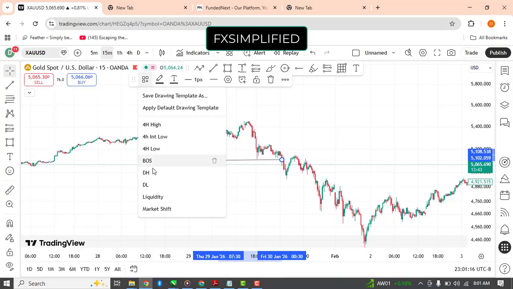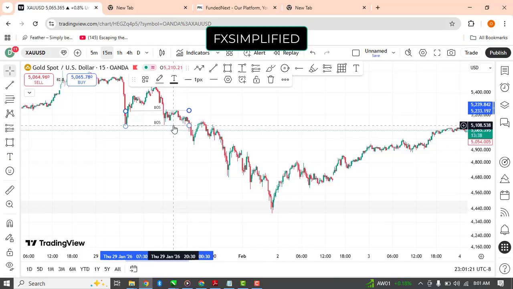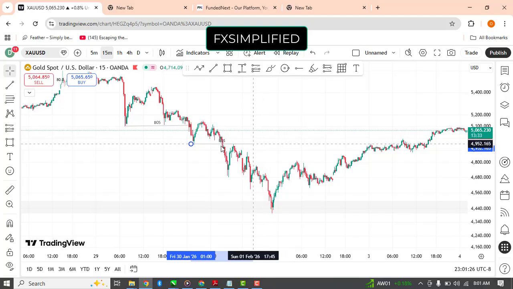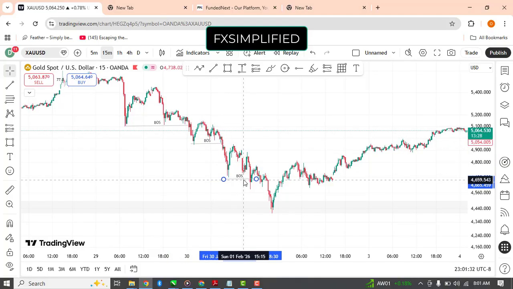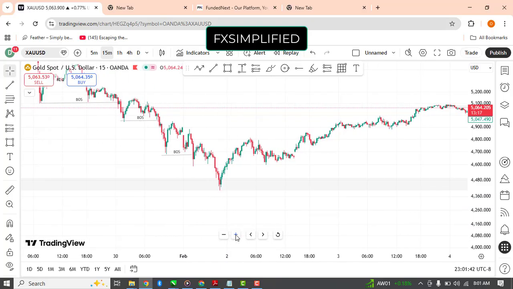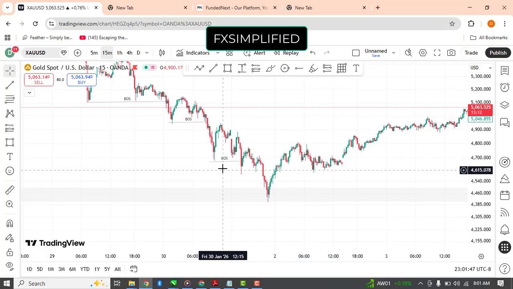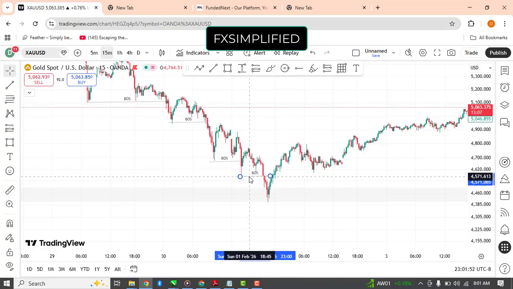All right, so this is a break of structure. Then we also have another break of structure right here. This is another break of structure. Then this is another one right here. If you don't know how to mark out break of structure, now I am showing you how to mark it out specifically. The last break of structure that we have is at this zone right here.